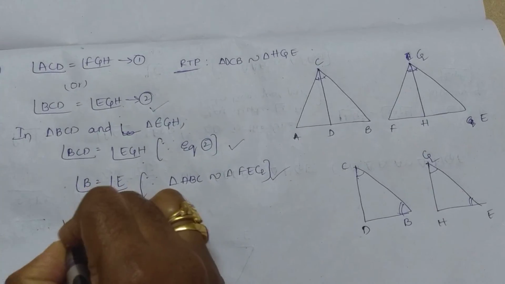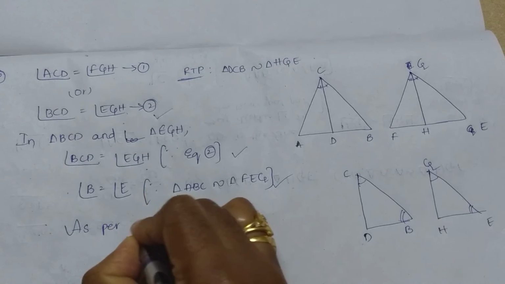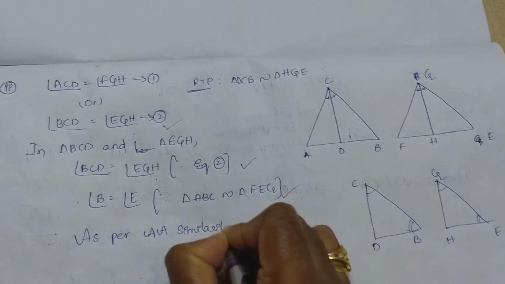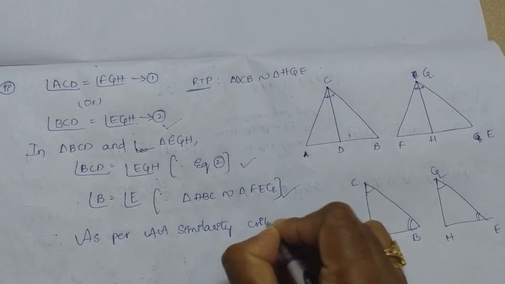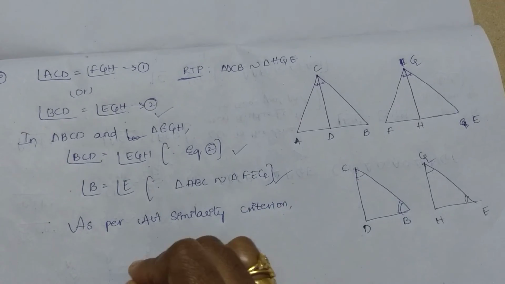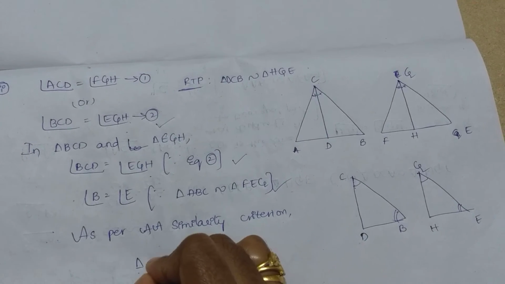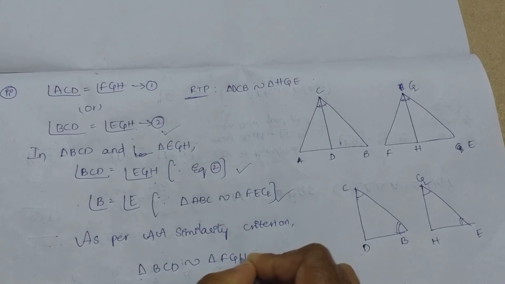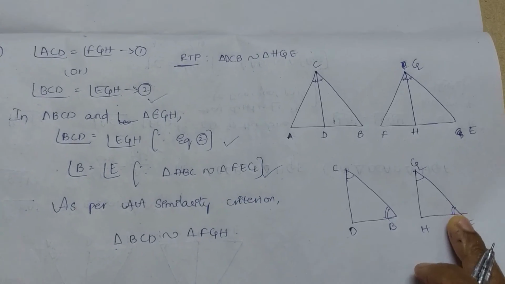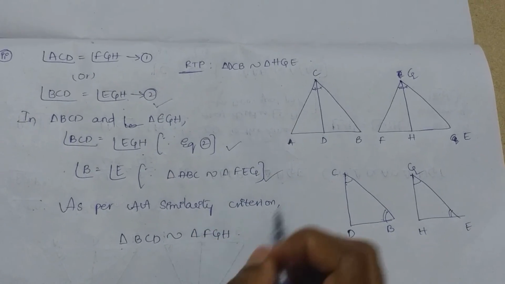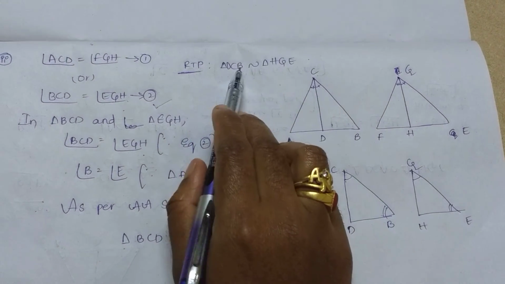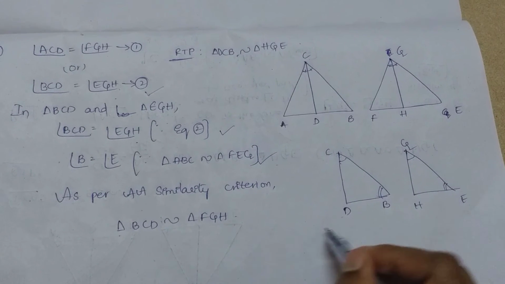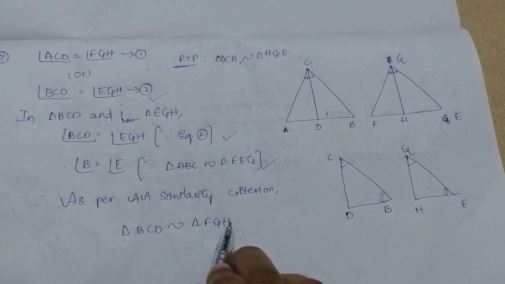So write the same thing here. As per AA similarity criterion, triangle BCD is similar to triangle FGH. Correct? So let's see in the required to prove what we have to prove. Triangle DCB is similar to triangle HGE. Same thing, right? DCB is similar to triangle HGE.